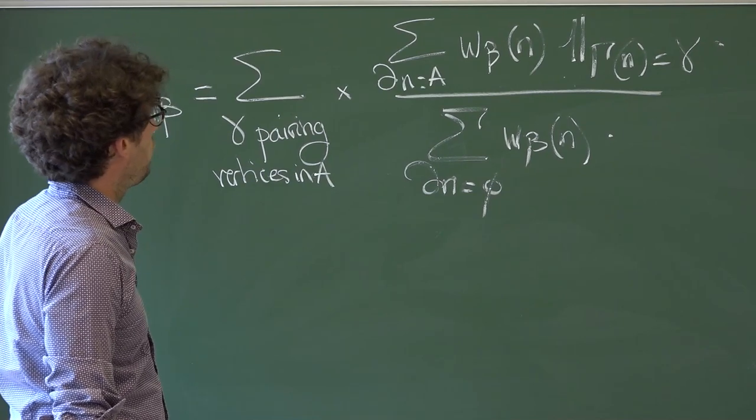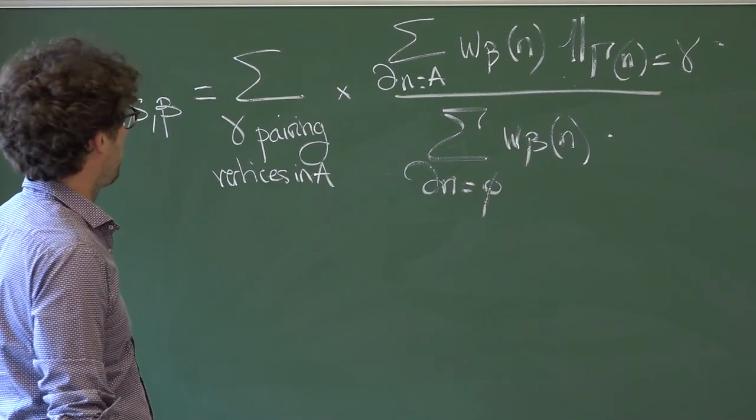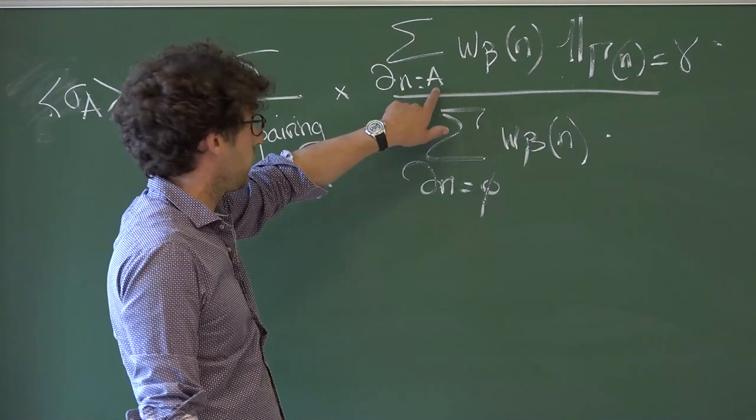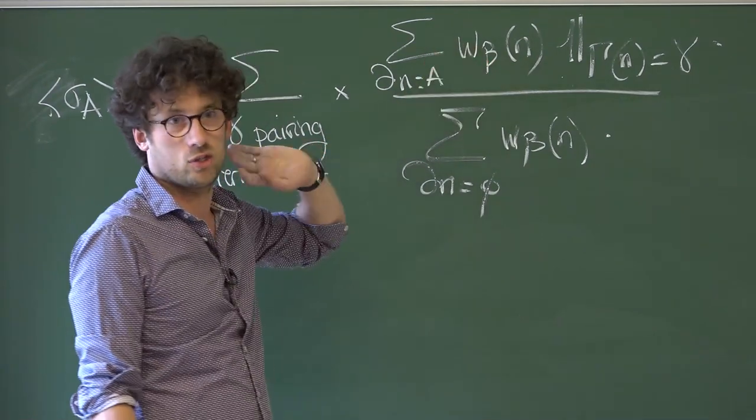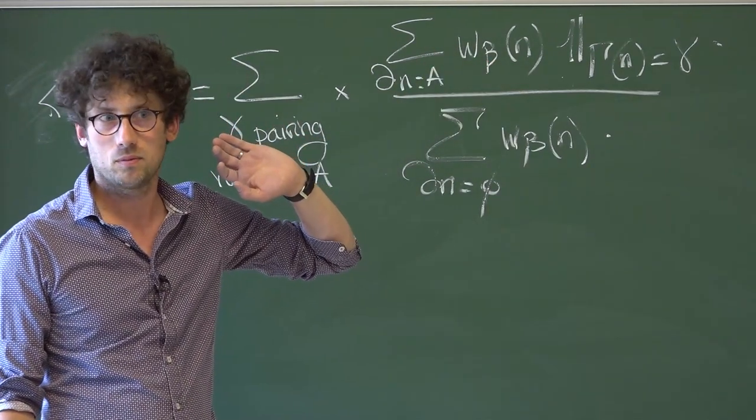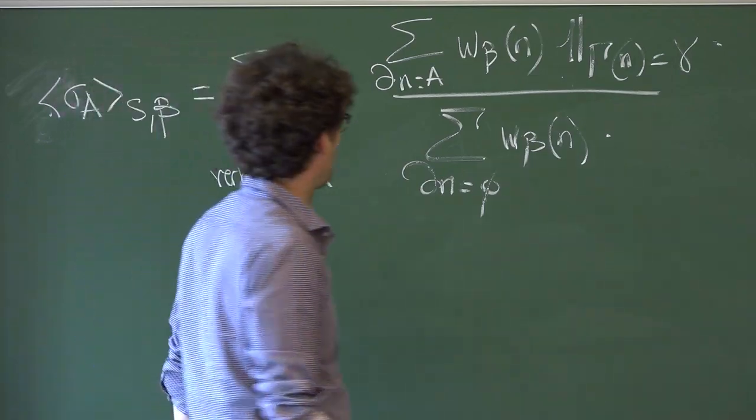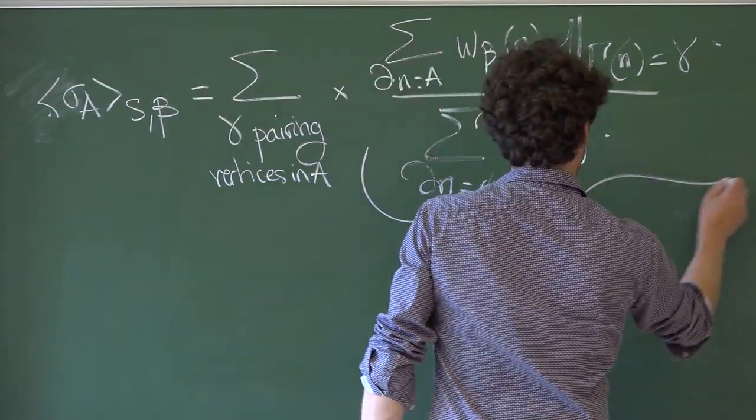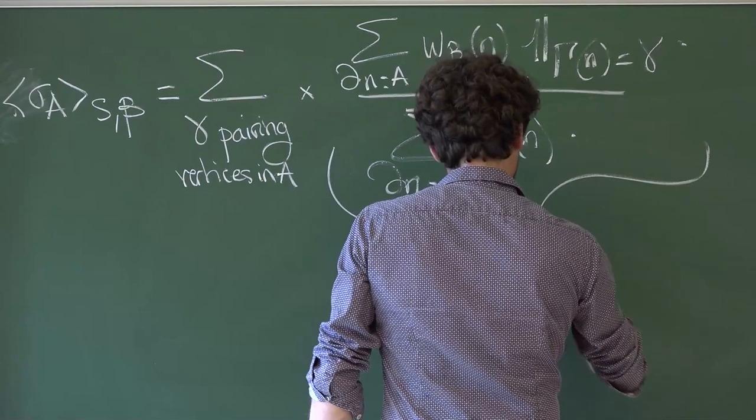Okay? And when you take gamma, which is really pairing the vertices of A, this is in fact just rho s of gamma. It's not very difficult to see. So this whole thing here is rho s of gamma.